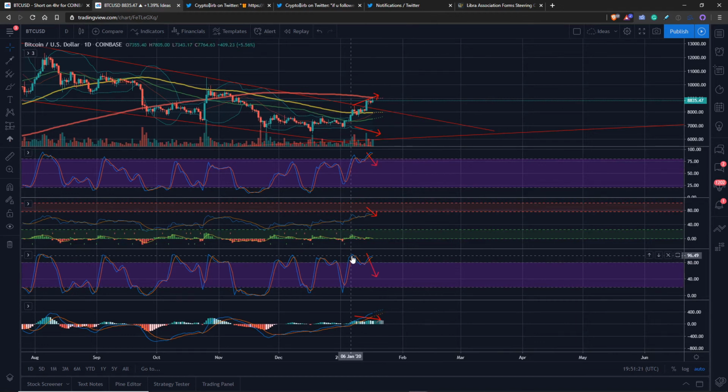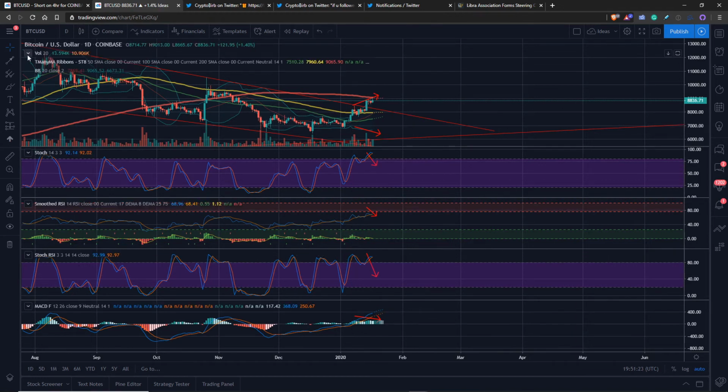There might be a divergence on the, what is this one? I think that's the stochastic RSI. Yeah, so there might be a divergence daily on the stochastic RSI, or you might have other indicators that you're looking at. I don't see any great divergences on the daily, nothing like on the 4-hour. That's what makes me think it's a short-term trade.